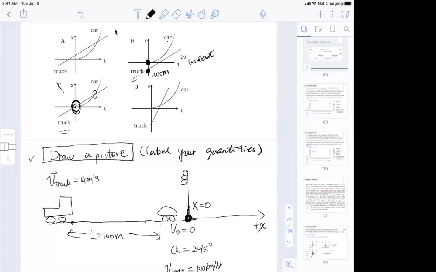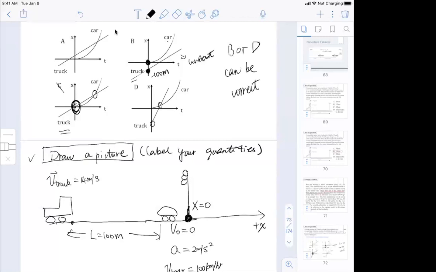Another difference between C and B is whether the truck and car will meet at some point, and that's the only difference between B and D. D can also be correct though, right? Because the truck is behind the car right now, and you also have a curve and a straight line, and then they may meet at some point. So B or D can be correct. We don't really know which one is correct if we don't do further calculation.